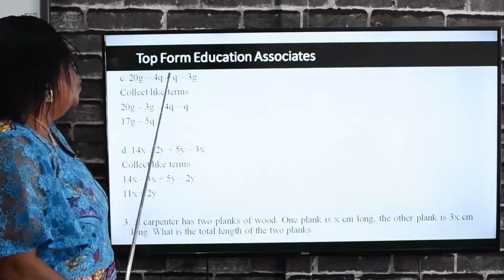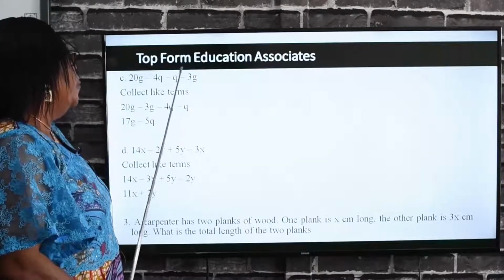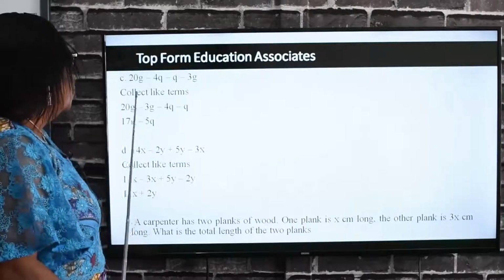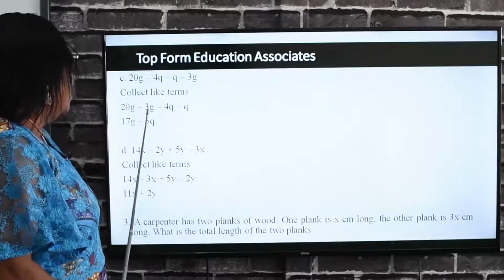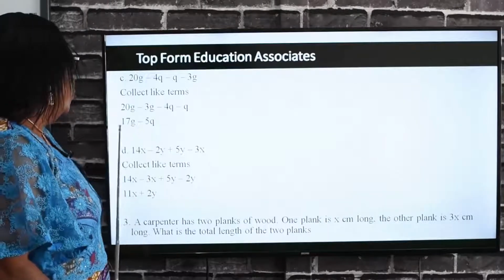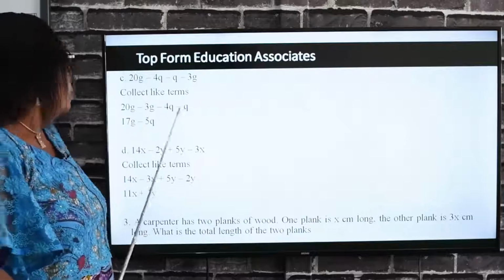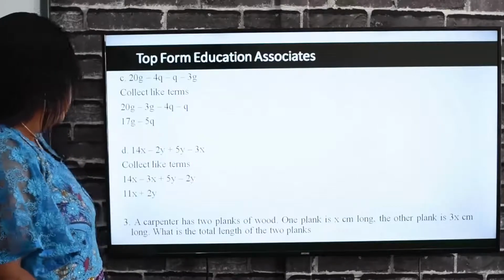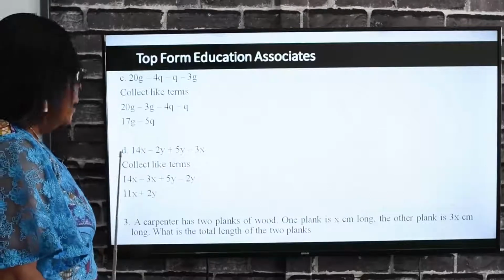20g minus 4q minus q minus 3g. We collect like terms to give us 20g minus 3g minus 4q minus q. That will give us 17g minus 5q. Question number D.